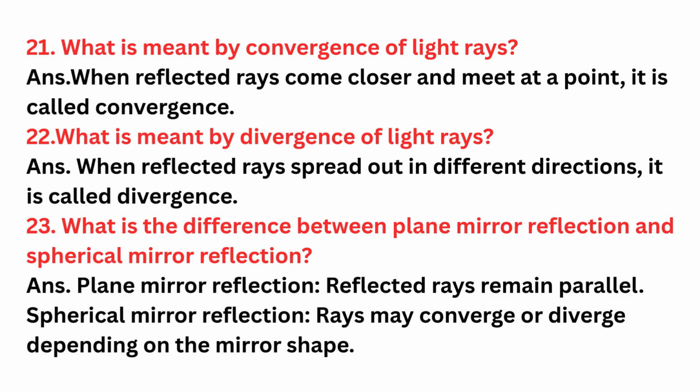Question number 23. What is the difference between plane mirror reflection and spherical mirror reflection? Answer. Plane mirror reflection, reflected rays remain parallel. Spherical mirror reflection, rays may converge or diverge depending on the mirror shape.